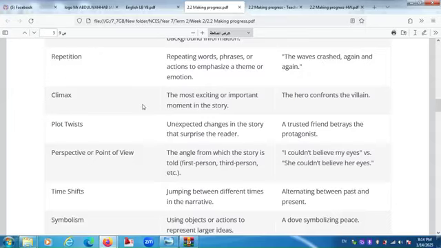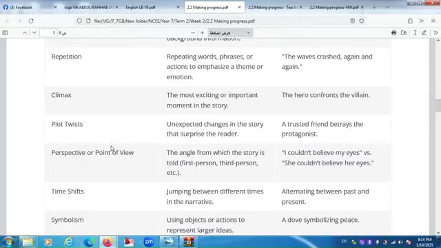Climax. It's the most exciting, the most important moment in the story where we have lots of problems and we need a solution. We have a block. We have a dead end. We don't know what will happen. So the hero confronts the villain and he is in need of help.